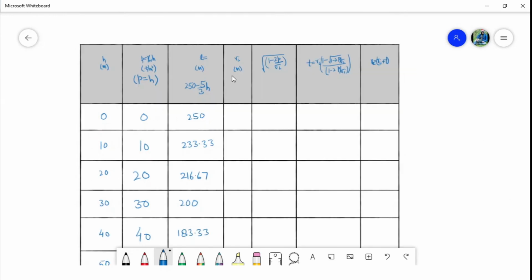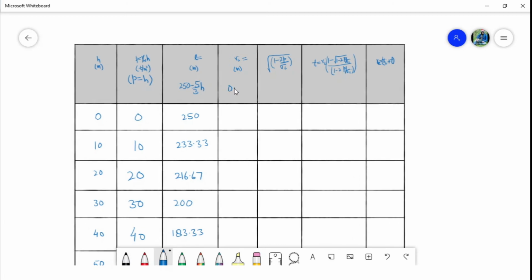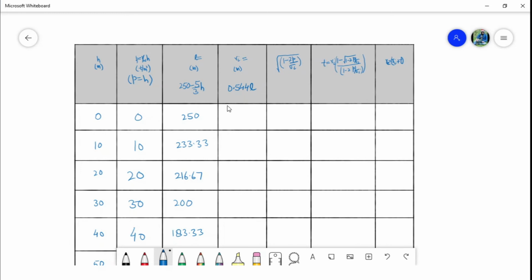For Ri, we have already determined the expression. It is equal to 0.544 times L. So we have calculated the value of L in this column and multiplied by 0.544, you will get the value of Ri.